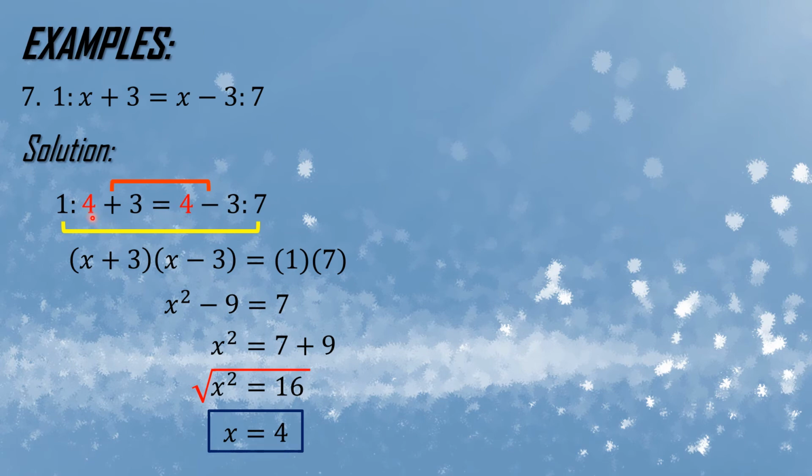I-add muna natin yung 4 plus 3 is 7. And then, 4 minus 1 is 1. 4 minus 3 is 1. So, 7 times 1 is 7. And 1 times 7 is also 7. Therefore, equal ang means at ang extremes.